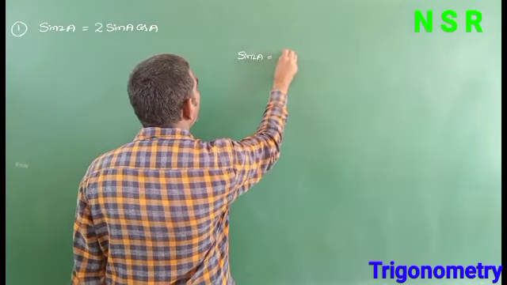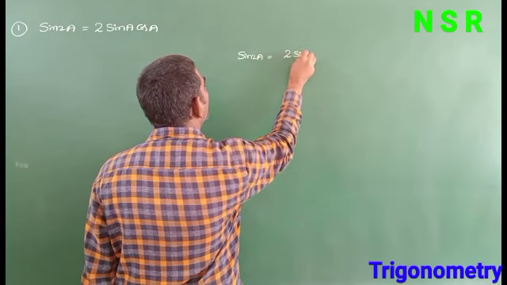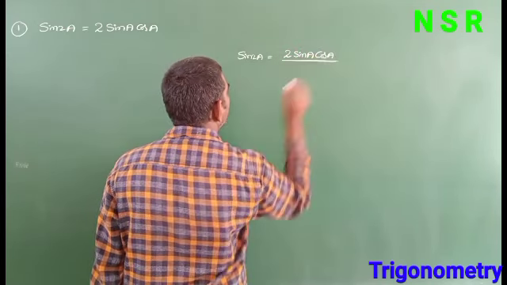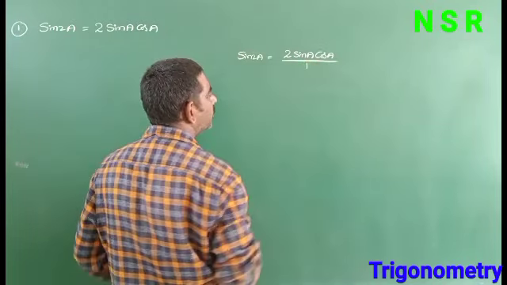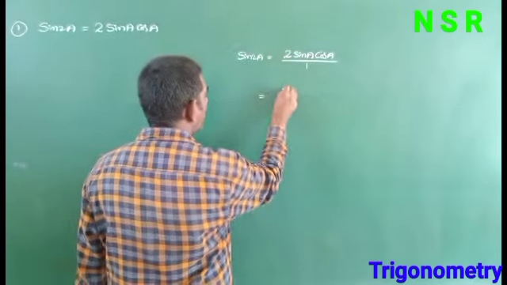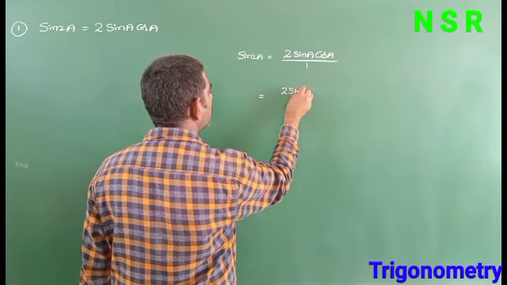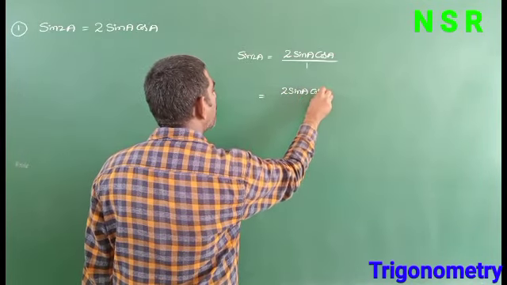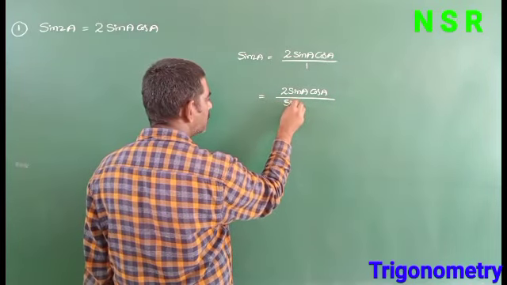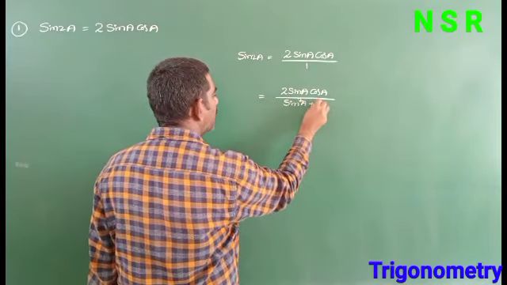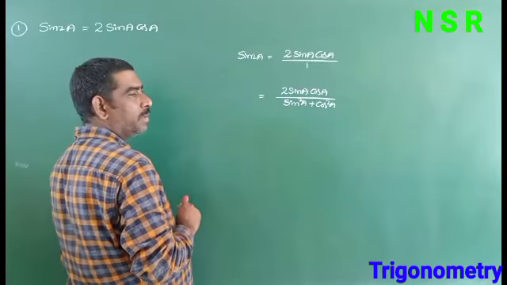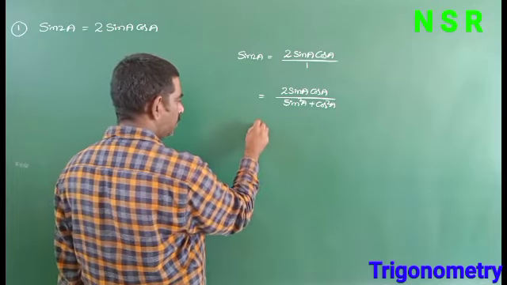So sin 2a equal to, you know the formula, 2 sin a cos a. Write it as 2 sin a cos a by 1. So something by 1 equal to something. So 1 we can write as, in place of 1, write sin square a plus cos square a, because sin square a plus cos square a equal to 1.